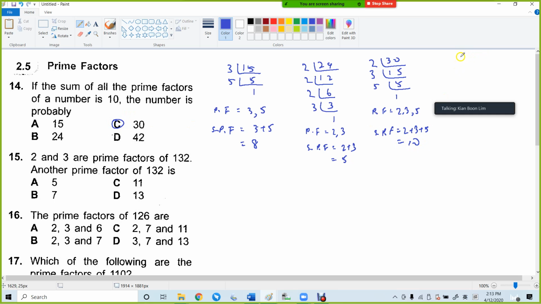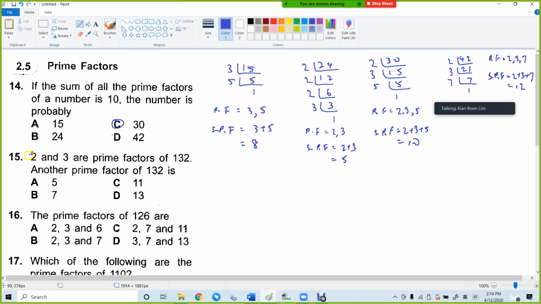So I continue with 42. I divide by 2, then 21 divided by 3, and then I have 7 divided by 7, I have 1. So the prime factors are 2, 3, and 7, and the sum of prime factors is equal to 2 plus 3 plus 7 is 12. So this is not the answer. The answer is C.